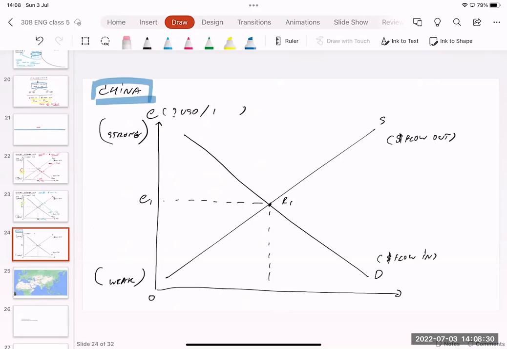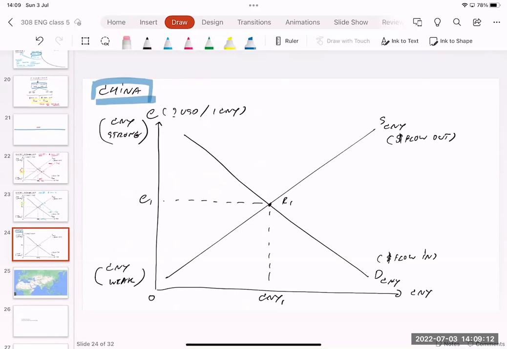For the case of China, imagine that the domestic country is China, so we use Chinese yuan. I'm going to write it down as CNY. So you have demand for Chinese yuan and supply for Chinese yuan. You have the equilibrium point, the number of Chinese yuan in the economy, CNY1. And E1 is the exchange rate between US dollar and Chinese yuan. How many US dollars do you get if you have 1 Chinese yuan? If the nominal exchange rate goes up, it means that Chinese yuan becomes strong. If it goes down, it means that Chinese yuan becomes weak.